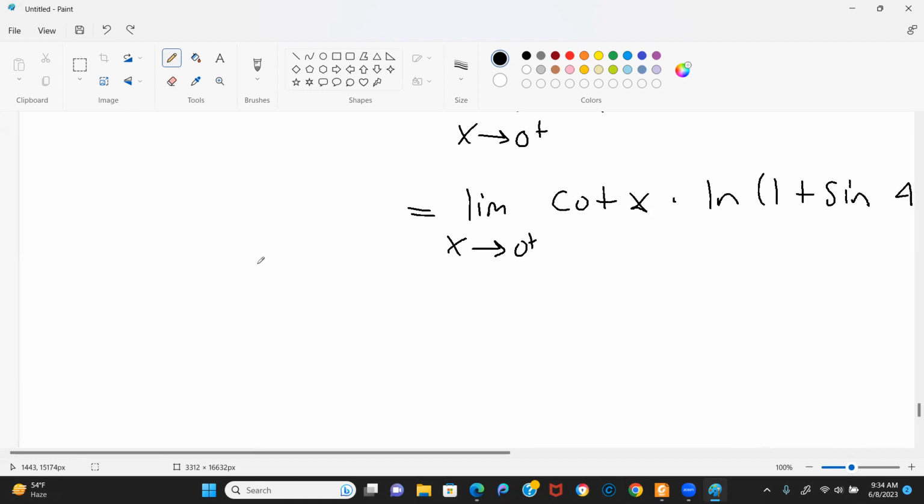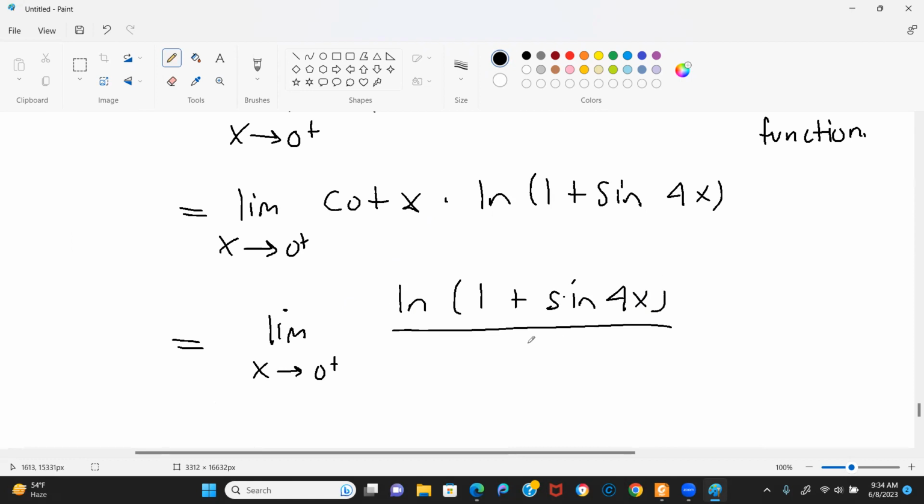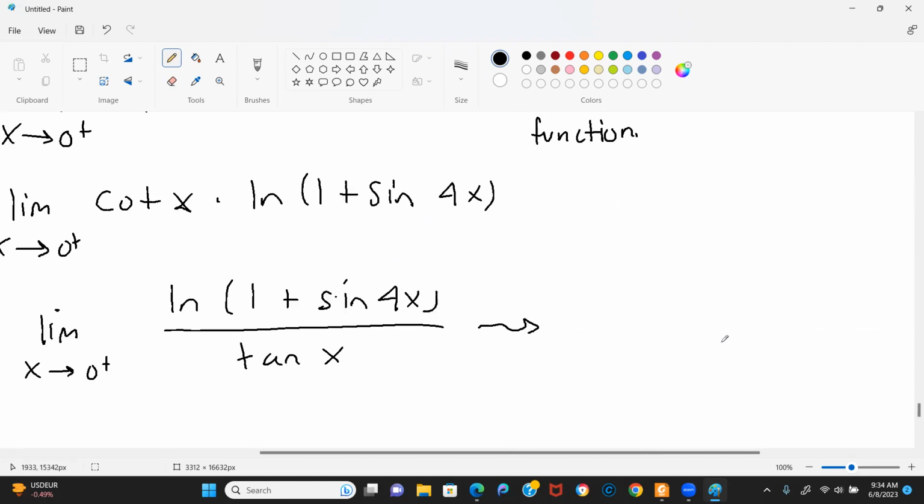I need a fraction, right? So the cotangent is the same thing as 1 over tangent, right? I want to introduce a fraction because I want to get either 0 over 0 or infinity over infinity. So I'm going to rewrite this as ln of 1 plus sine 4x, divided by tangent of x.